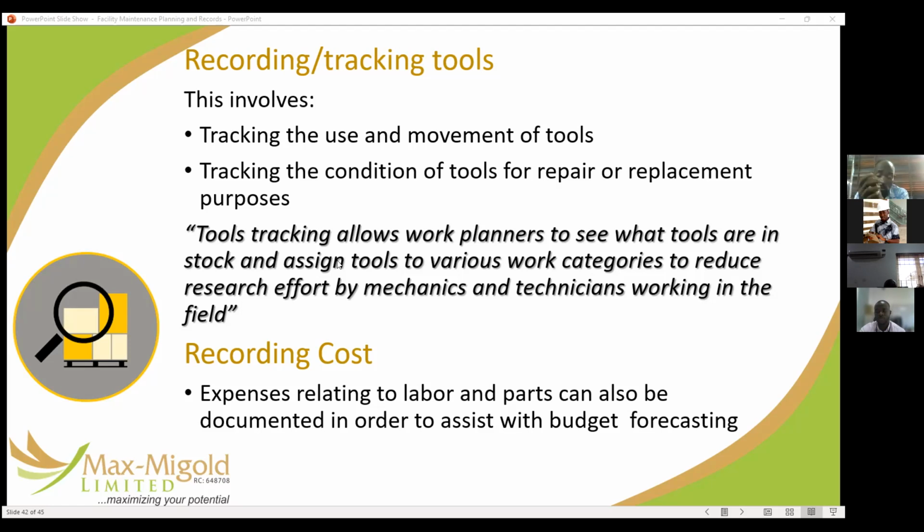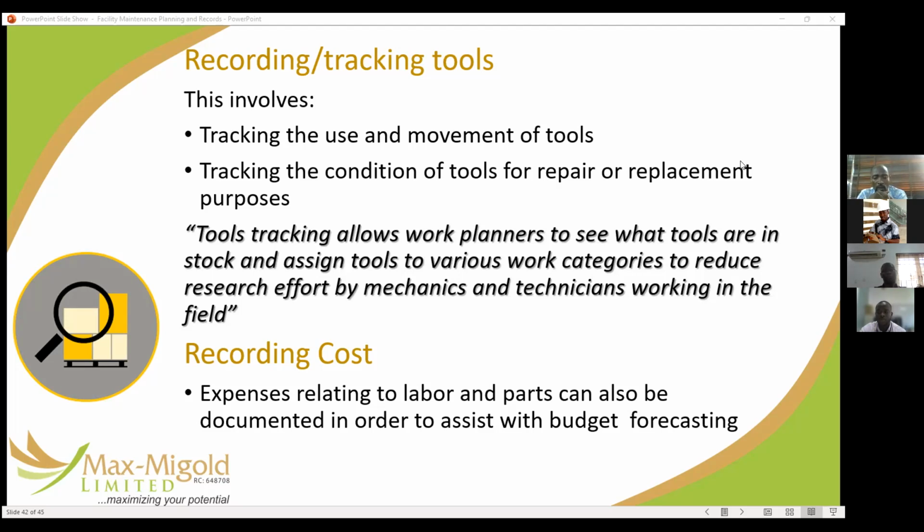There are certain tools that you may need to carry out maintenance activities. It allows the work planner to see what tools are in stock and assign tools to various work categories, to reduce research effort by technicians and technicians working in the field. That also helps you to use the right tools for the right repair or the right maintenance activity.